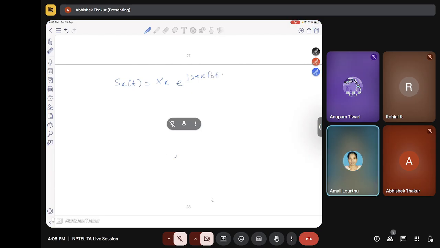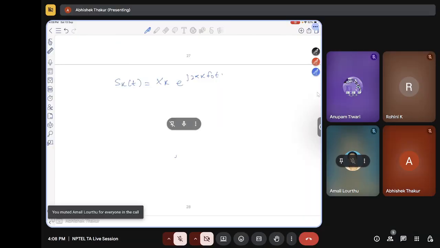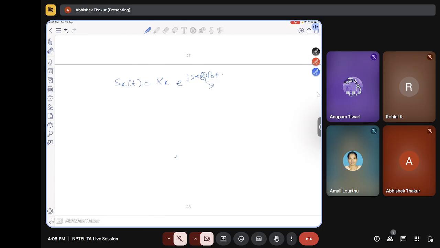So this is our signal transmitted on the kth subcarrier. There will be different subcarriers in the bandwidth B. For the kth subcarrier, the signal transmitted will be xk e to the power of j 2 pi k f naught t. Here sk is the kth symbol, and the signal transmitted is given as sk(t).